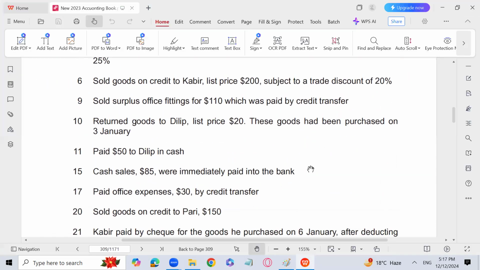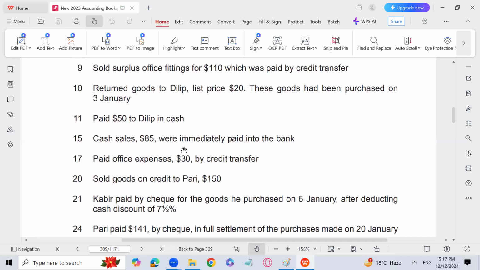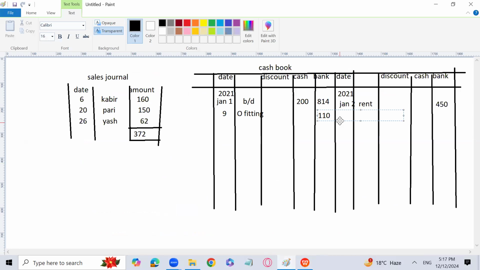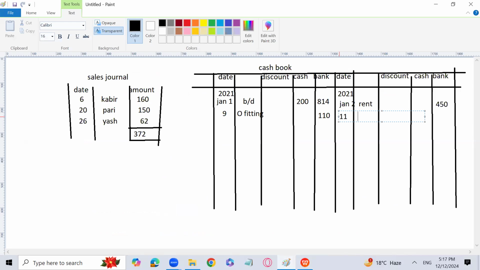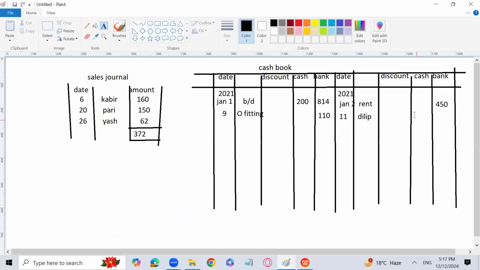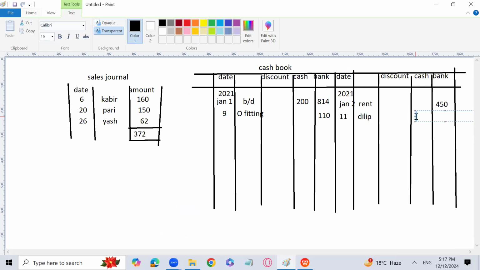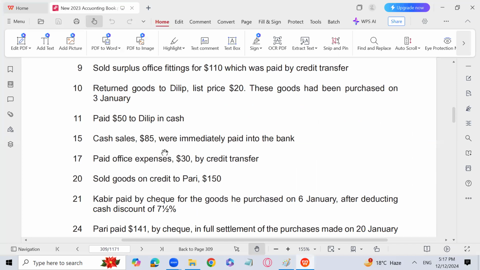Next, return goods to Dilip, list price 20. This is purchase return, won't come. Paid 50 to Dilip in cash. So Dilip is going to be debited on 11 and cash is going to be credited. So I will write over here 11 and the name of Dilip will come, and cash is going to be credited by 50. So basically cash is going to be credited by 50 because of Dilip actually. So the name of Dilip will come.